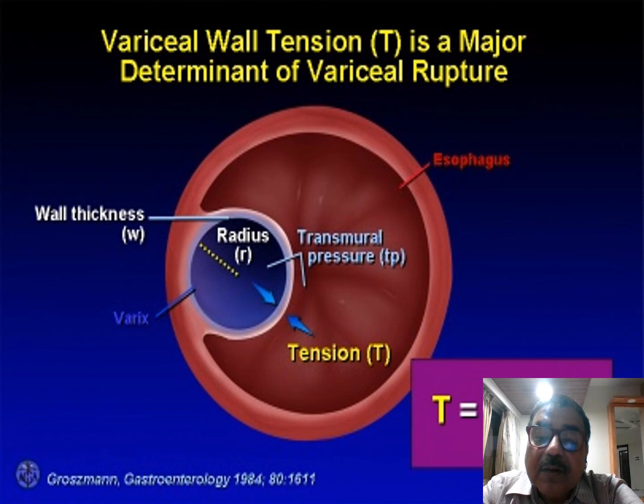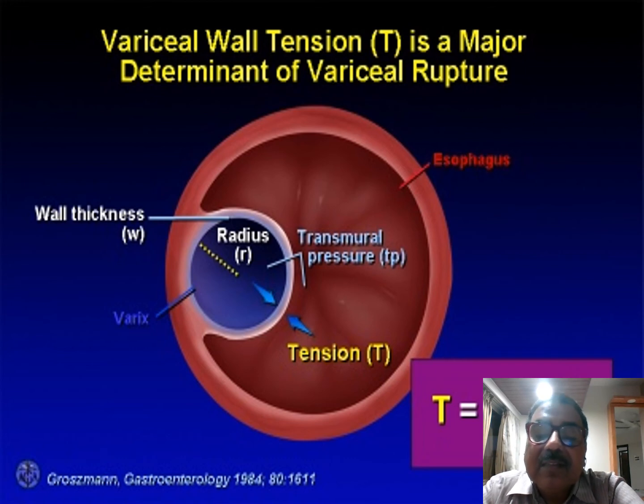When you come to the variceal wall thickness, what is there? This is the important chart in which you see the transmural pressure and tension. The intravariceal tension relates to the chances of rebleed. The intravariceal tension relates to the radius. Higher is the radius of these varices, more is the chance of rebleed.